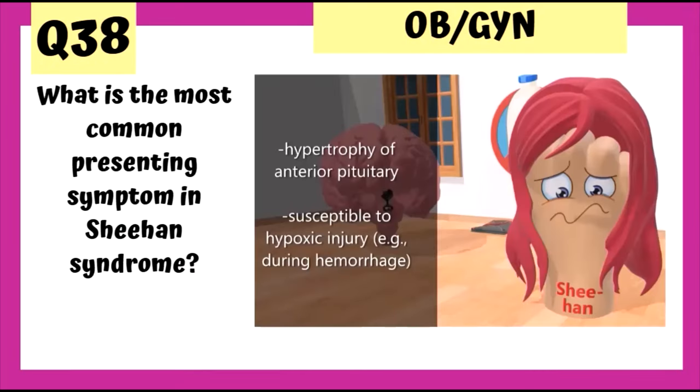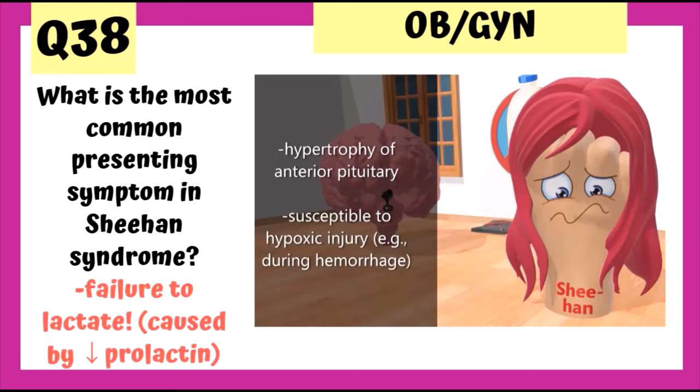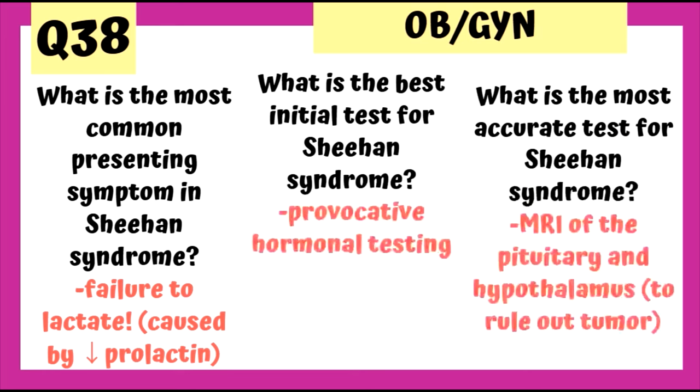Question 38. What is the most common presenting symptom in Sheehan syndrome? I have this picture of Sheehan in my YouTube video on Sheehan syndrome. The answer is failure to lactate. A woman will present some time after delivery and she's not able to nurse, and it's caused by the reduced prolactin. What's the best initial test for Sheehan syndrome? Provocative hormone testing. What is the most accurate test? An MRI of the pituitary and the hypothalamus.